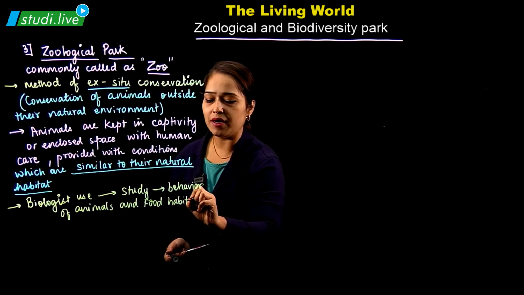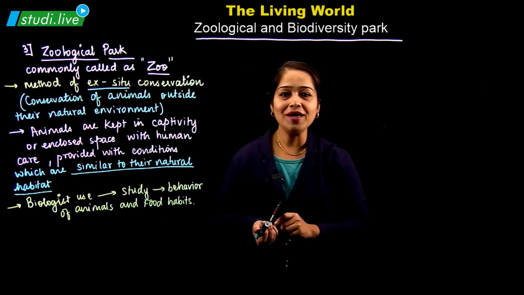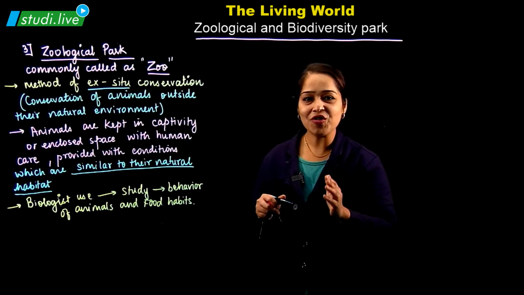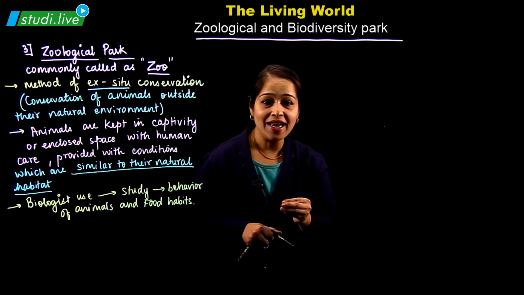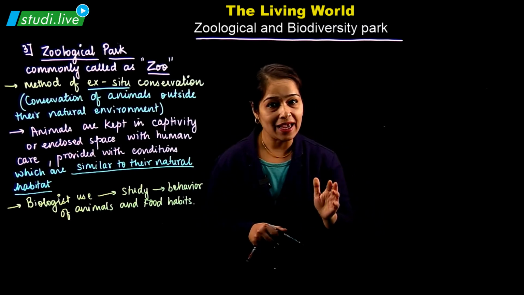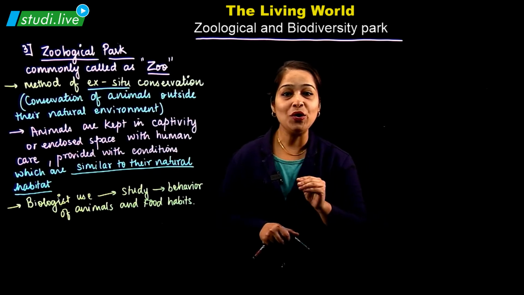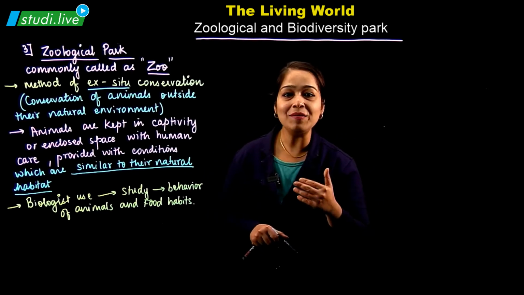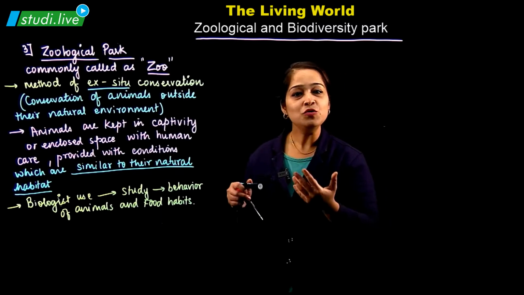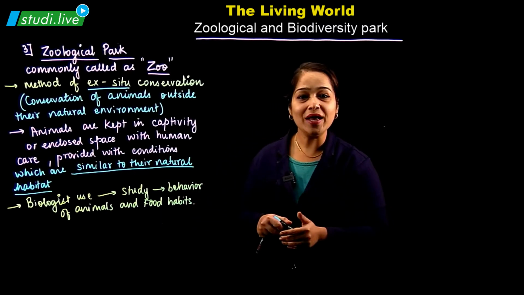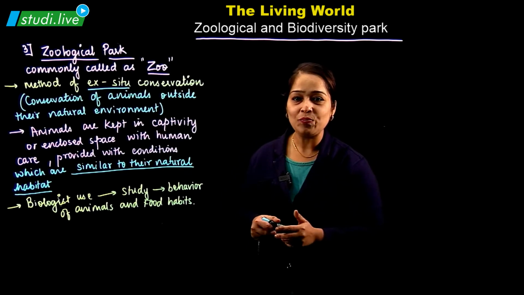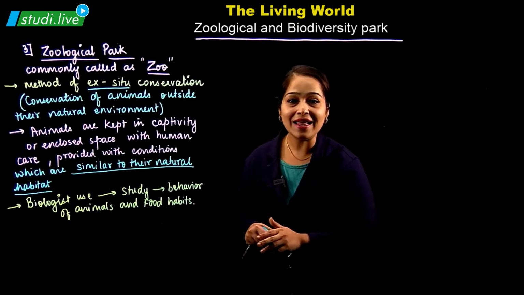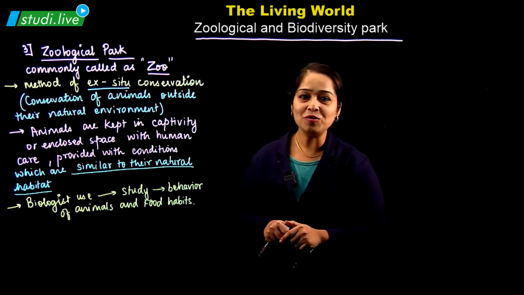Another very important advantage of this zoological park is certain animals which need to be preserved, whose numbers have been endangered. They can be provided with good care, with good veterinary supervision, with good nutritious food, so their health can be improved and their numbers can be increased by breeding them. So this adds an additional advantage when animals are kept in captivity in zoo. This is the most advantageous method for conservation of certain endangered animals. So this was about zoological park.